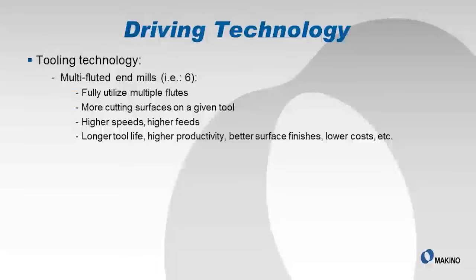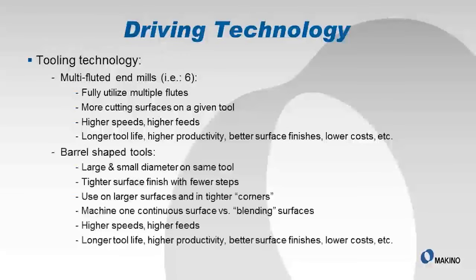Some of the advantages of using this type of tooling is we're able to fully utilize all the multiple flutes. So what that basically does is allows us to maintain higher speeds and higher feeds because we have more flutes per cutter. It also gives us more cutting surface on a given tool. So with that, we will get longer tool life because there are more flutes or more area on the tool that is being used for cutting. So that gives you longer tool life, higher productivity, better surface finishes at lower cost.